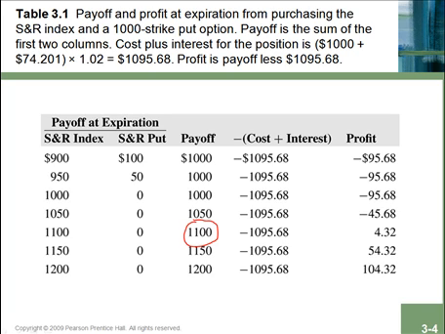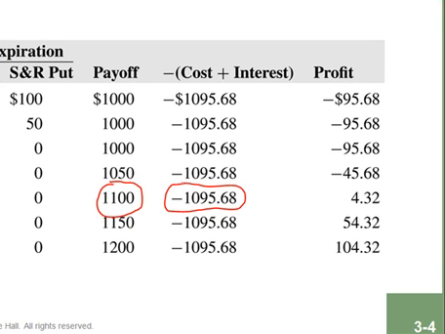Remember, the initial cost of the index was $1,000, and the put option, as we saw in the last chapter, would cost $74.20 approximately. If you combine that together, you'd have $1,074.20, and you grow it, earning 2% interest over a 6-month time period, that would lead to a future value of those costs of $1,095.68.